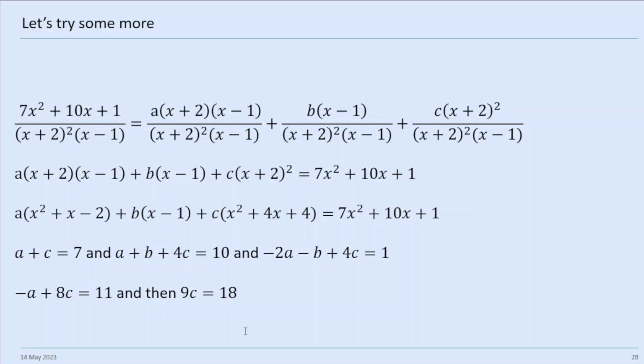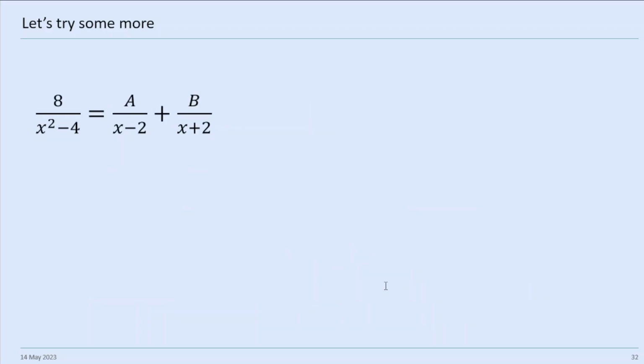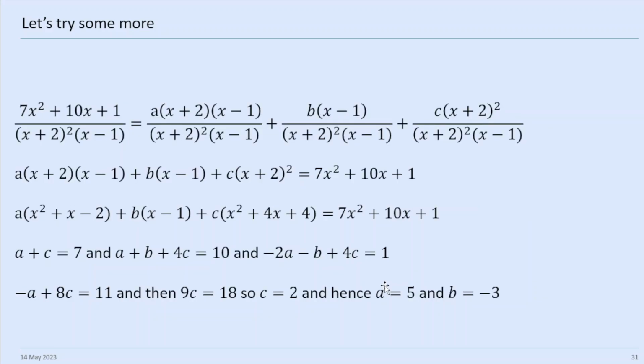9c equals 18. That means c equals 2 if we divide both sides by 9. If c equals 2 here, then a must be 5, because 5 plus 2 equals 7. If you like, take 2 from both sides. So now we've got c equals 2 and a equals 5. We can really put it in anywhere, but let's put it in here. With a equals 5 and c equals 2, that's 5 plus 8, which is 13. So b must be minus 3 to make this lot equal to 10. So c equals 2, a equals 5, b equals minus 3, which is the final solution to this thing.